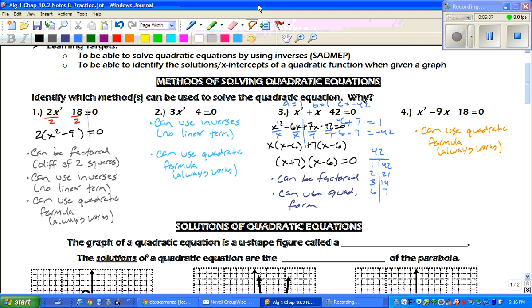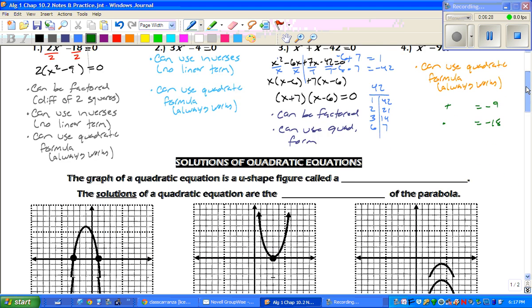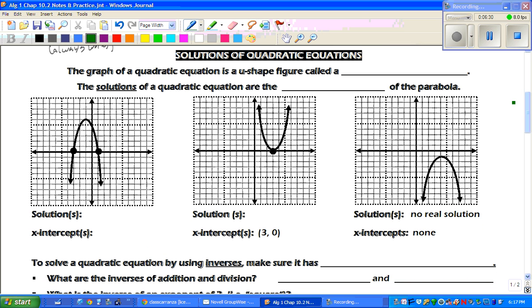Okay, the only thing that works here is the quadratic formula. Something that you should always do is say, well, a is 1, b is negative 9, c is negative 18. There's nothing that adds up to negative 9 and multiplies to negative 18. It just can't be done. I'm sorry. You can try as hard as you want to, but it just won't work.